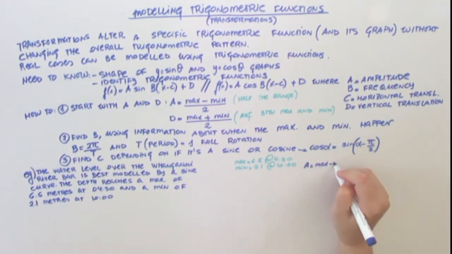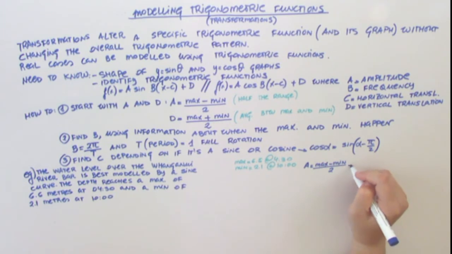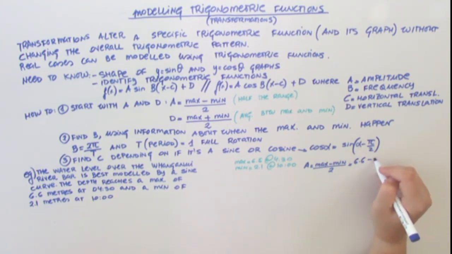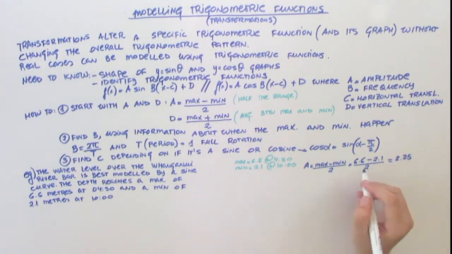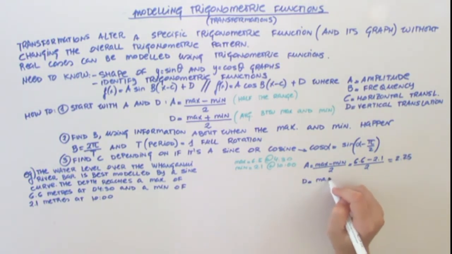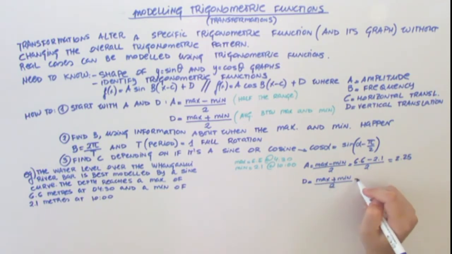A equals maximum minus minimum over 2. If I substitute, that will give me 2.25. And d is the maximum plus the minimum over 2, and if I substitute, that gives me 4.35.